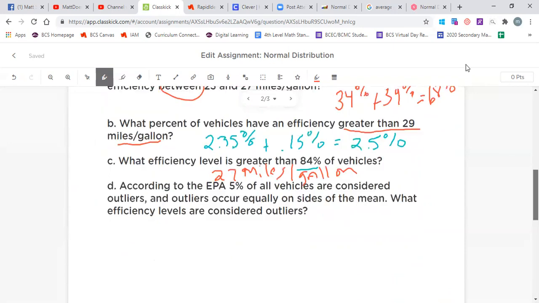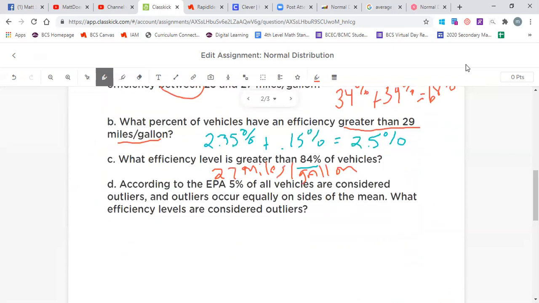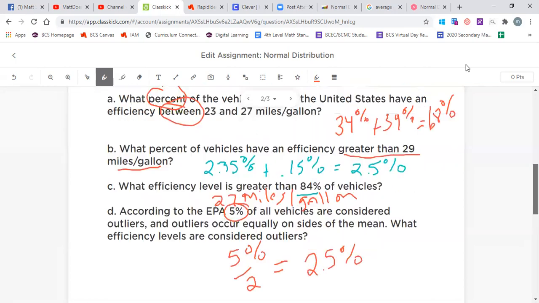And the last question: according to the EPA, 5% of all vehicles are considered outliers, and outliers occur equally on both sides of the mean. What efficiency levels are considered outliers? So we know that 5% of all vehicles are considered outliers. We also know that they occur equally on both sides. So let's take that 5% and cut it in half. And that brings us to 2.5% of the vehicles. And 2.5% of the vehicles on each side are considered outliers.